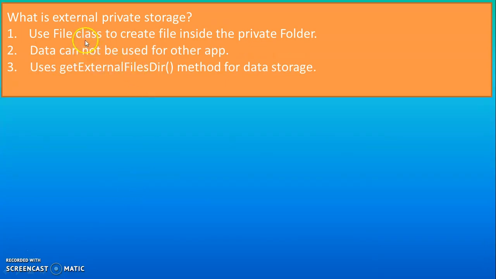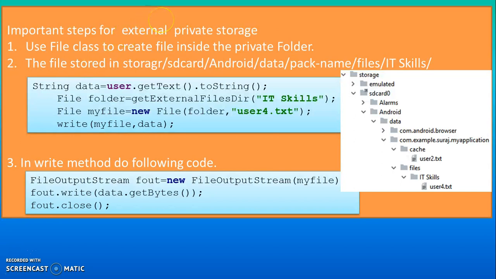Private storage. Private storage means first you use the File class for creating a private folder and data will be stored inside the private folder. Data cannot be used by other apps because it is private, and you use the method getExternalFilesDir. The steps for external private storage are: first, as usual, you use the File class, then your data will be stored in the storage. Here, by mistake, there is a spelling mistake, as you observe: storage, SD card, Android, data, package name and files. Inside files your private folder will be created and inside that you can save the file, and your file is user4.txt. Again you use the same bunch of code.